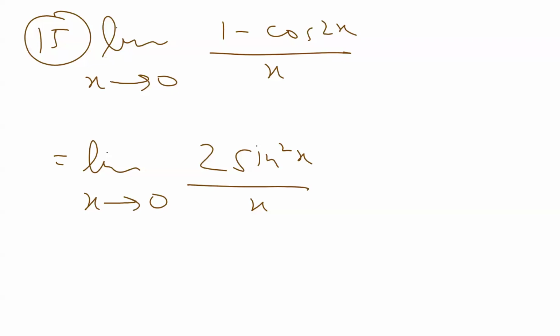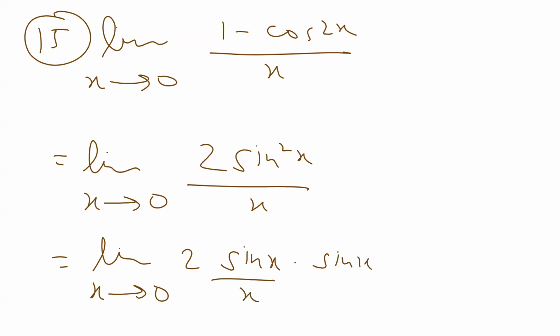Now again, the problem over here is there are two sines, but then there is only one x. So there is one more sin x left. So I'll multiply that sin x with x, divide with x and multiply with x. I repeat.